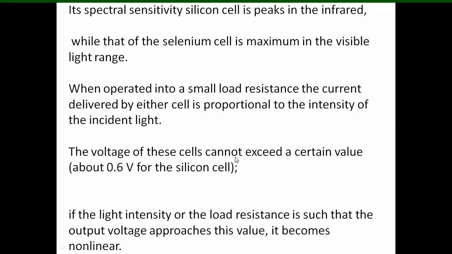The voltages of these cells cannot exceed a certain value, about 0.6 volts for the silicon cell. When the light intensity and load resistance are such that the output voltage approaches this value, it becomes non-linear. Generally, we can fix these cells into a circuit. Whenever light falls on this material, its resistance changes, and we can identify the change in resistance by voltage.